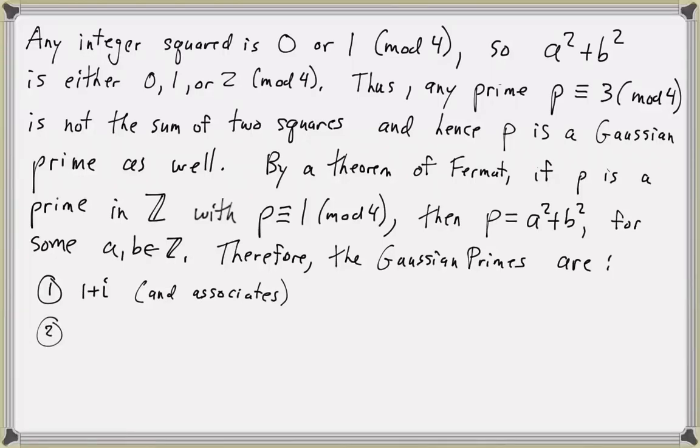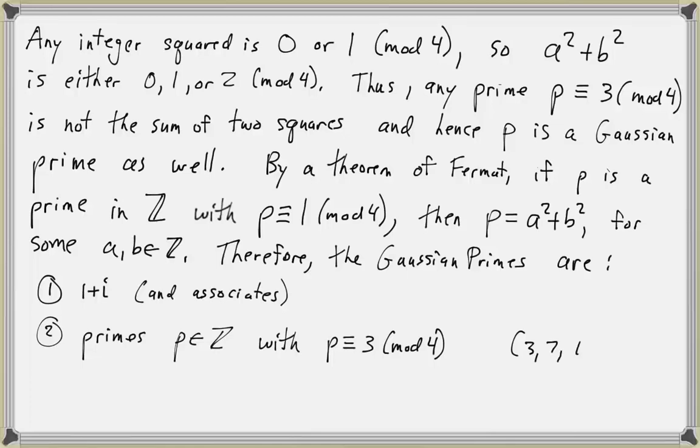Secondly, any primes of the ring of integers that are congruent to 3 mod 4. So these primes remain irreducible in the ring of Gaussian integers. So for example, primes like 3, 7, 11, 19. So these primes remain prime in this ring.